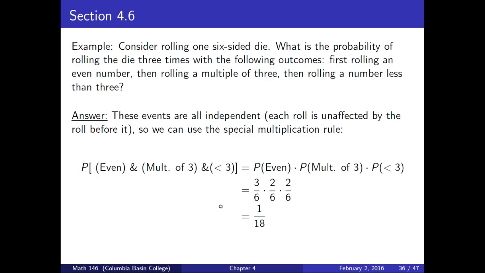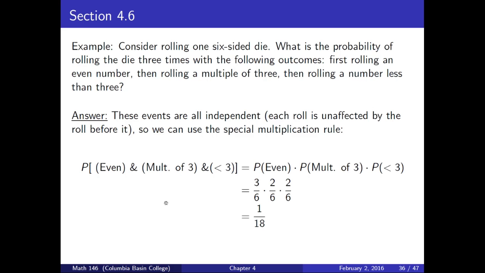Let's say that you're going to roll a six-sided die 3 times, and you want to see an even number followed by a multiple of 3 followed by a number less than 3. Now these events are all independent because each roll is completely unaffected by the roll before it, right? So if I roll an even number first, it doesn't affect my probability of rolling any number on my second try. The dice doesn't know, it's not alive. It's an equal chance every time.